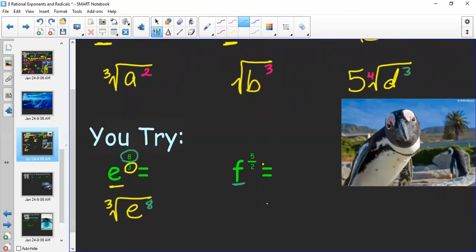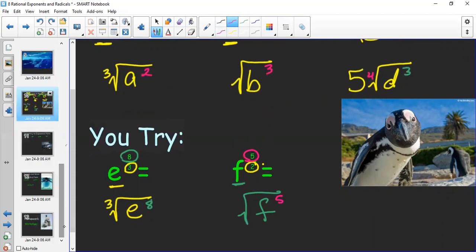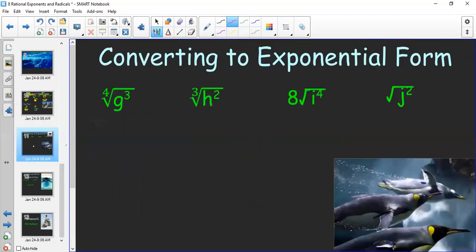All right, the second one, f, should be underneath the radical. Now it's squared, so I'm not actually going to write it. But I am going to write to the 5th power, and that would be your answer for that last one. All right, we're going to do 2 more slides here. All right, notice it says converting again.